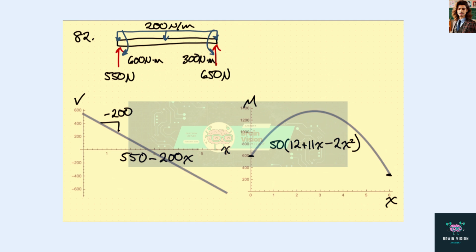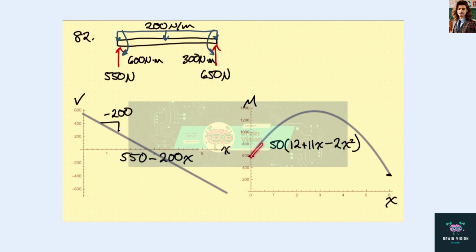Now the moments, we have a point moment on the left end, so we're going to start here at 600. The function is going to be the integral of this. So we can see that we have 550x minus 100x squared, and then the constant of integration is going to be 600, because at x equals 0, M is 600. So we can find this function just by integrating this.